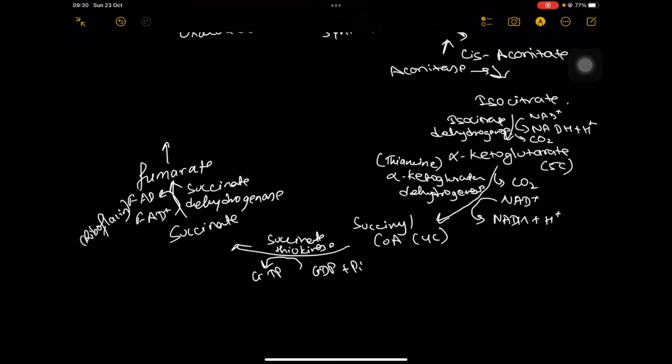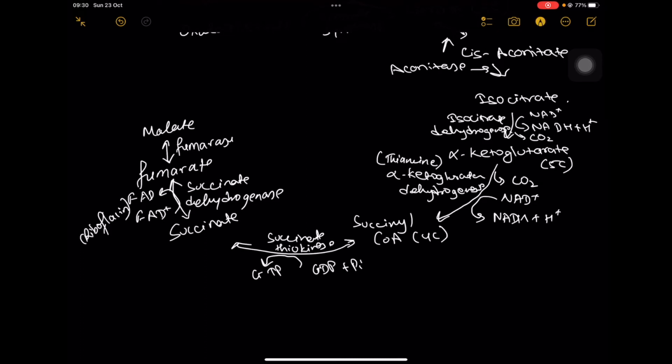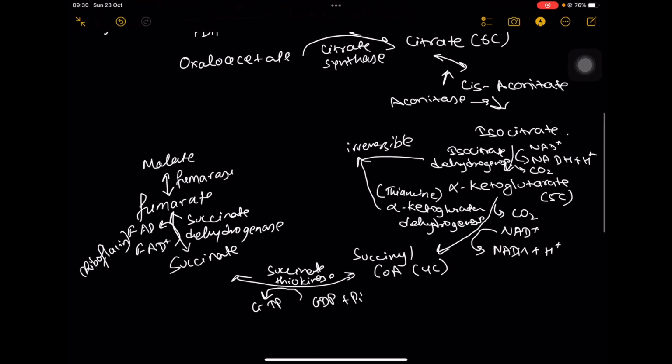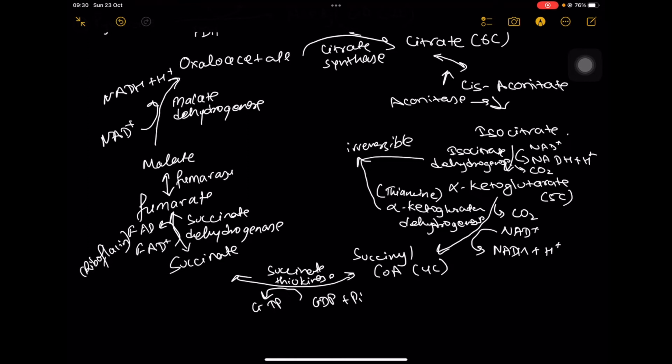Now this fumarate is converted into malate by the enzyme fumarase, and this is a reversible step. This is also a reversible step, and this is also a reversible step. These both are irreversible steps. Now this malate is converted into oxaloacetate through the enzyme malate dehydrogenase. And here also NAD plus is converted into NADH plus H plus ion.